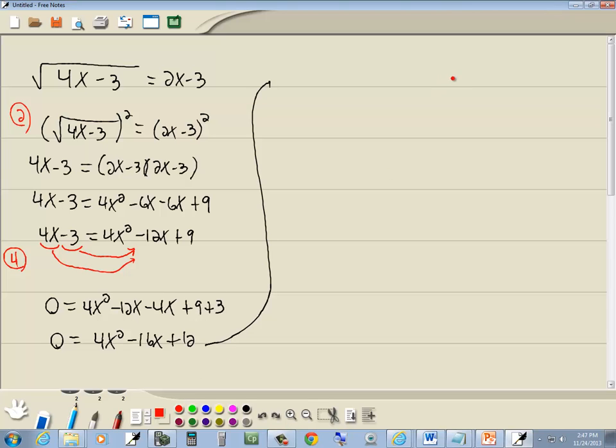Well, the first method of factoring we'll use is GCF. I notice they're all divisible by 4, so I can factor a 4 out. And that gives us x squared minus 4x plus 3. Then we're going to use the PSD method, because we have x squared, x, no number in front of our x squared.